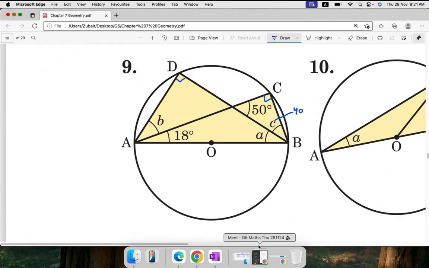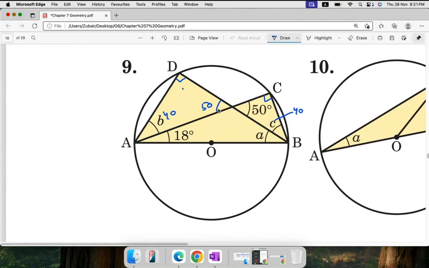A will be 18. We can find B in two ways. We can bring 50 here and say that this is a vertically opposite angle. Then you use these two and write, this is 40. The other way was if we consider DC as chord, C and B are angles in the same segment, so they are directly equal.